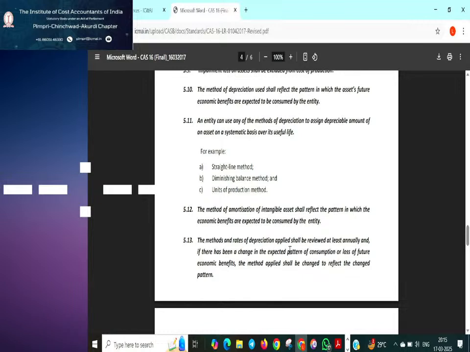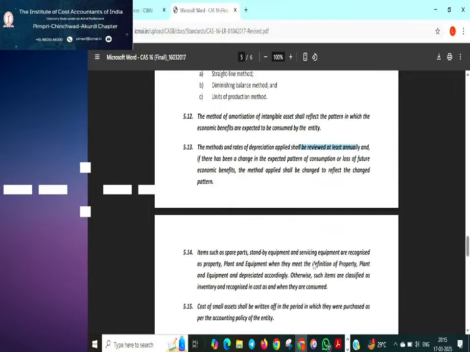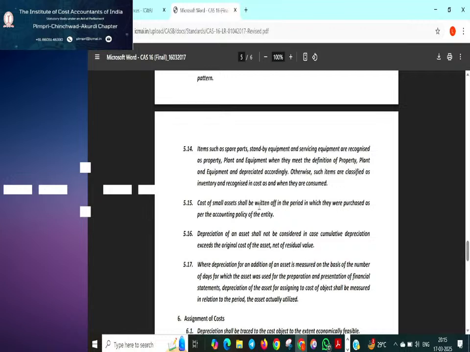The methods and rate of depreciation applied shall be reviewed at least annually, and if there has been a change in the expected pattern of consumption or loss of future economic benefits, then the method applied shall be changed to reflect the changed pattern. See, the review should happen annually, but that doesn't amount to changing it annually. So you should be very careful about that, and change only if it demands.